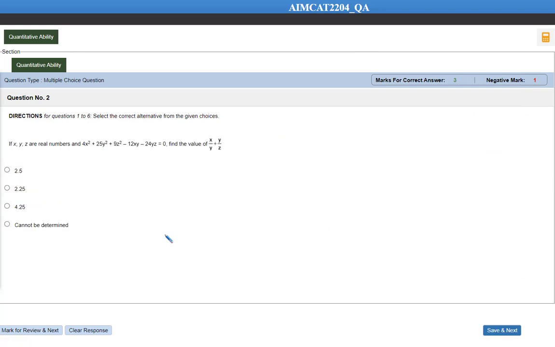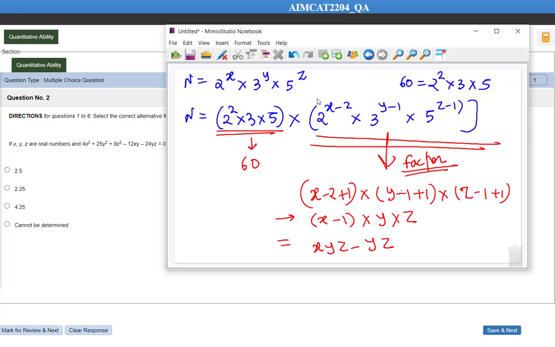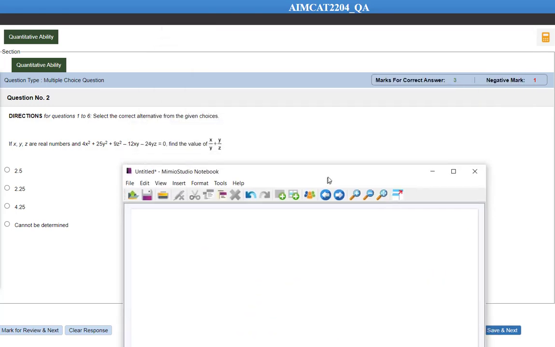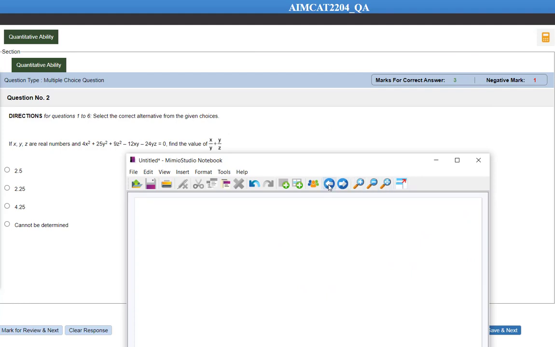The second question is: if x, y, z are real numbers and 4x square plus 25y square plus 9z square minus 12xy minus 24yz is equal to 0, we are supposed to find the value of x by y plus y by z. Let's try to solve this. The question given is 4x square plus 25y square minus 12xy minus 24yz is equal to 0.